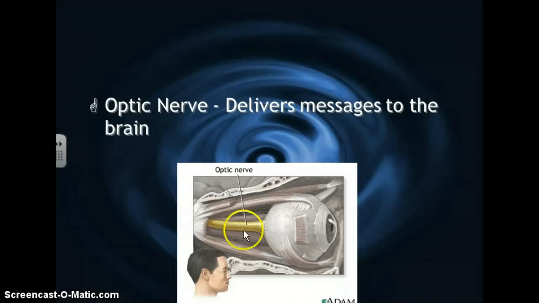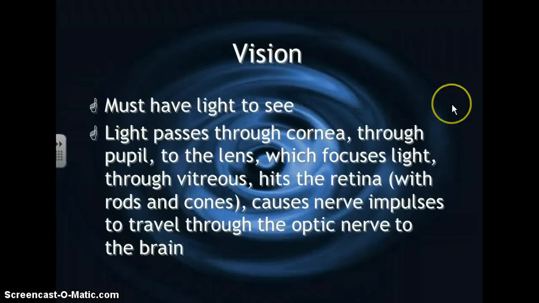Finally, then, we have the optic nerve, which delivers the messages to the brain. So the eye is collecting information. All our sensory neurons, our rods and cones, are collecting information and then sending it to the brain through the optic nerve. So in order to have the process of vision, you have to first have light. It doesn't have to be a lot of light, but there needs to be at least some.